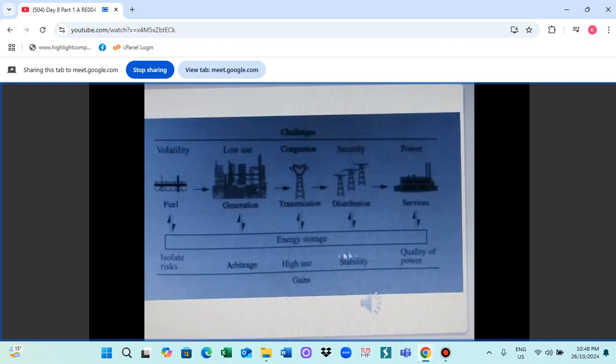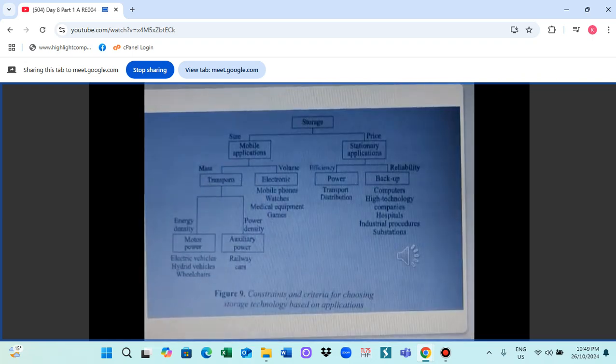The transmission network, this is related to the storage. Storage site, mobile application, stationary application, transport, electronic power, backup power, motor power, auxiliary power, those are related to the storage system.